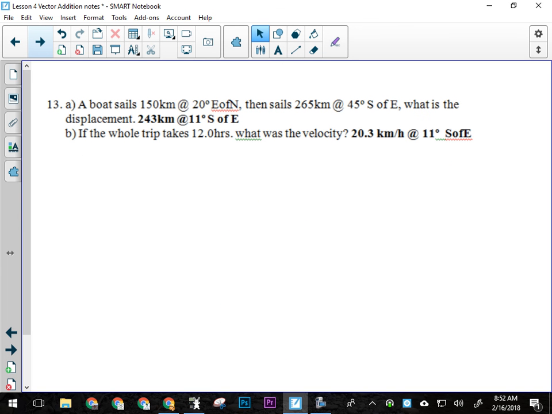All right, try that one. It's not a boat question. I know it says there's a boat in it, but it's not a boat in a river. This is a vector addition, vector component addition question.